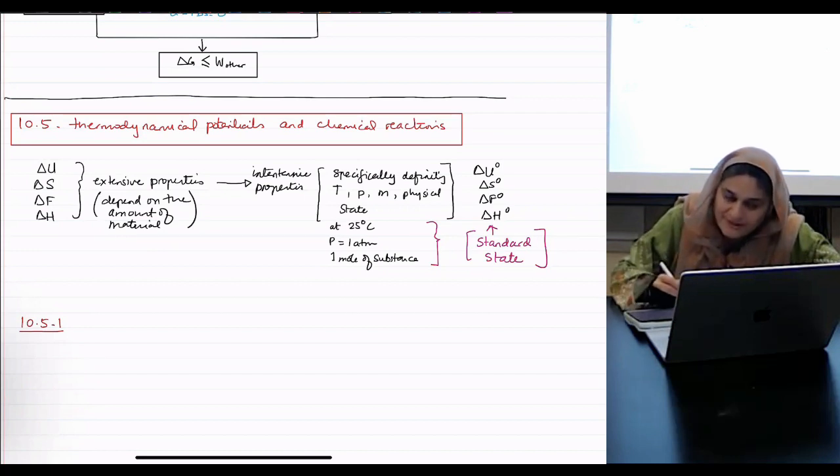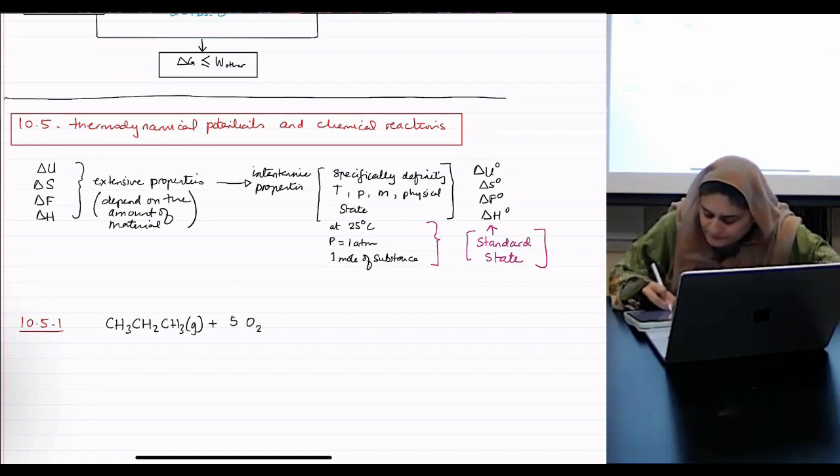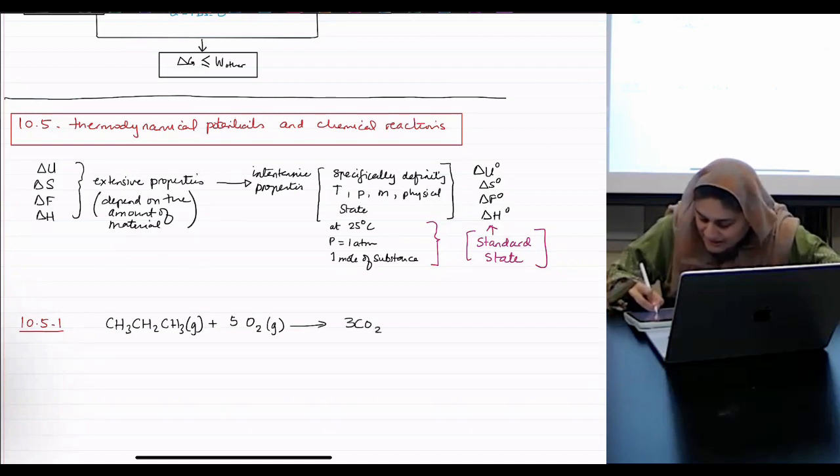it gives you a reaction: CH3 CH2 CH3 gas plus 5 O2 gas gives you 3 carbon dioxide gas plus 4 water in the gaseous state.